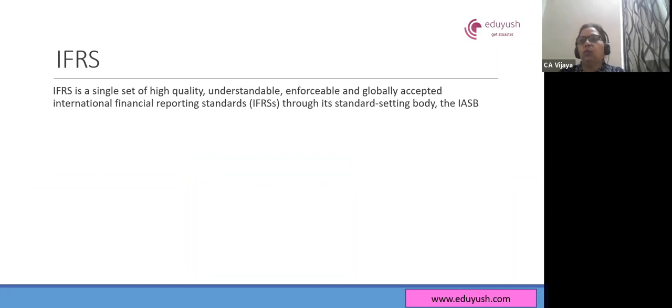So first of all, what is IFRS? It is a single set of high quality, understandable, enforceable, globally accepted international financial reporting standards that is set by the body called the IASB, International Accounting Standards Board. So just like how you have accounting standards in India, in UK, and all major countries have their own accounting standards, another set of accounting standards which is accepted throughout the world is called International Financial Reporting Standards.